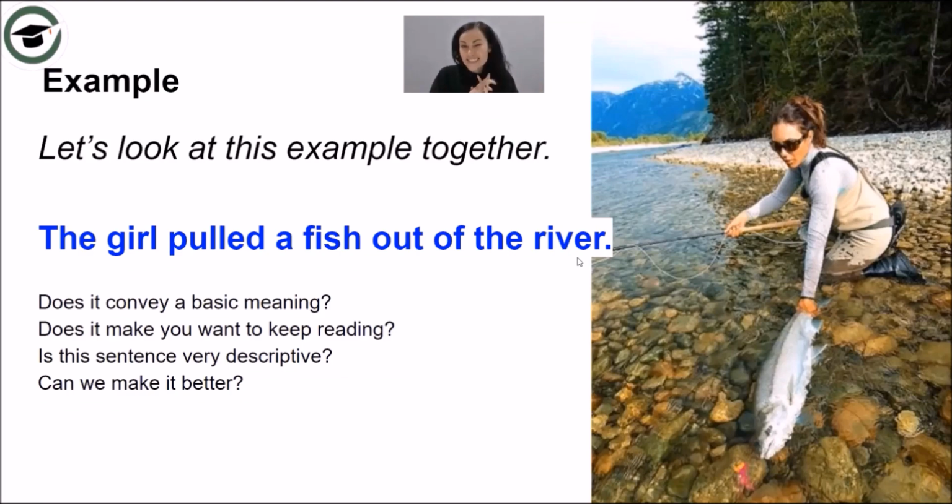Now, let's look at question 1. Does it convey basic meaning? Yeah, it does. It is very basic, but we understand what's happening. The sentence makes sense. It's a complete thought. It has a subject and a predicate. So yeah, we understand what's going on here. Does it make you want to keep reading? Not me. It's not very interesting. It's a very basic sentence. Is the sentence very descriptive? No. And can we make it better? Definitely. We can use descriptive writing. We can add sensory detail to make this sentence better. So let's do it.